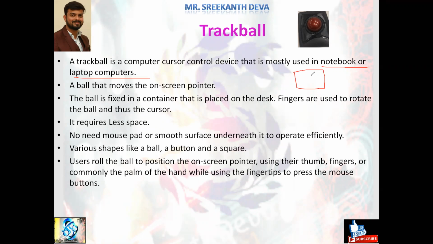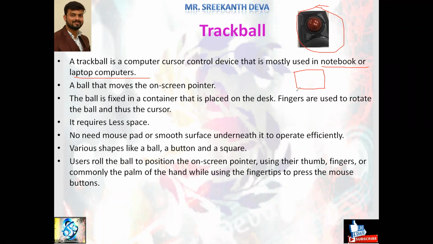So it is a specific style of computer mouse that allows the user to keep their hand and arm in one place while manipulating a ball that moves the on-screen pointer. See, here we are going to use their hand or arm, using this thumb, or we can scroll it, to manipulate this ball that moves the on-screen pointer. Okay, see, it is a pointing device similar to a mouse, except for one difference: in a trackball, the ball is fixed in a container. See, this trackball is fixed within a container that is placed on the desk. Okay, so your finger is used to rotate the ball and thus the cursor.